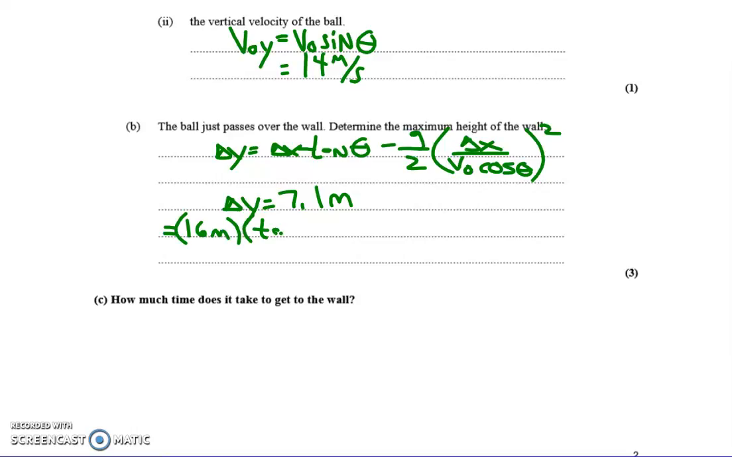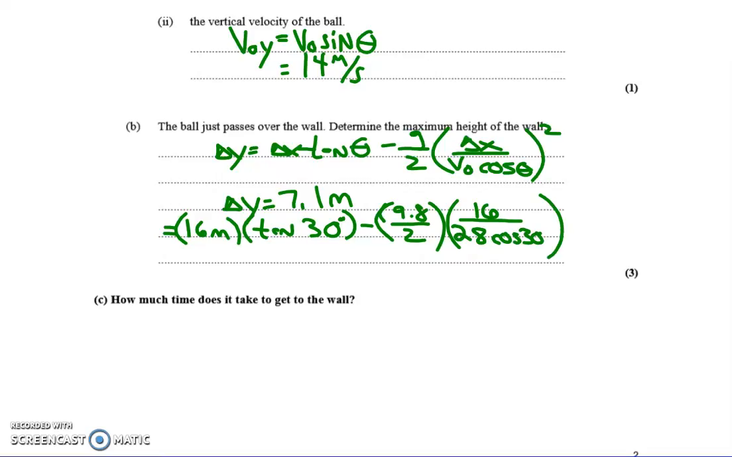It's tan of 30 degrees, and I'm going to minus 9.8 over 2. It's my g over 2. And then we have 16 meters squared over initial velocity of 28, cosine of 30, and that whole quantity squared. And if you go through that, that's where you're getting the 7.1.